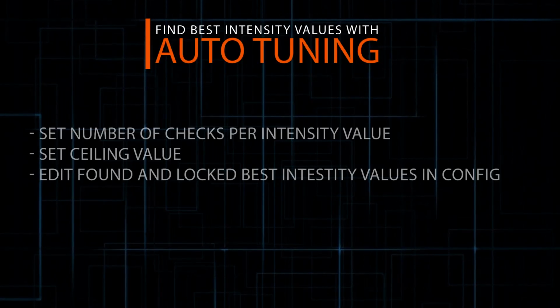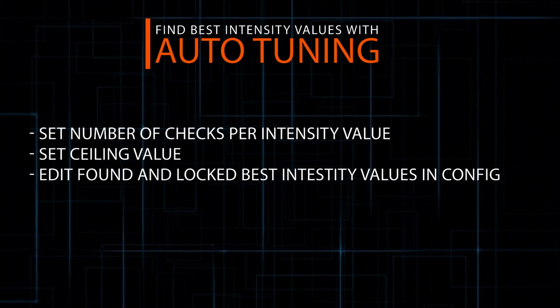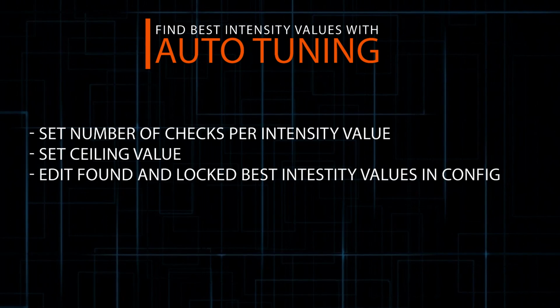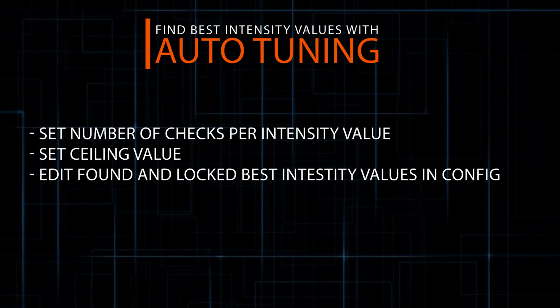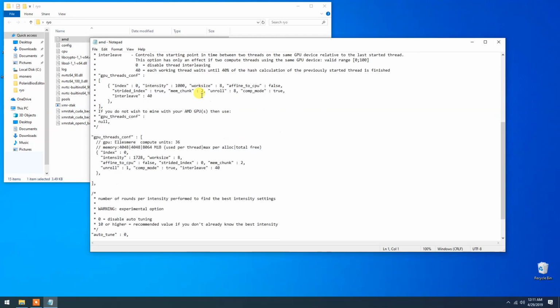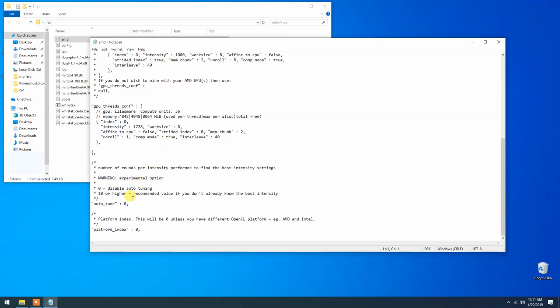Another new feature in Xmr-stak is auto-tune. It may help you to speed up the process of finding the optimal intensity for your GPU if you prefer not using auto-generated intensity values. When set, the miner will perform several rounds per each intensity check of a given range. When setting the number of rounds, keep in mind that you want to have a balance of speed and reliability of the checking. After setting the number of checks per intensity value, you'll need to set the ceiling value after which the miner will stop checking intensity values.